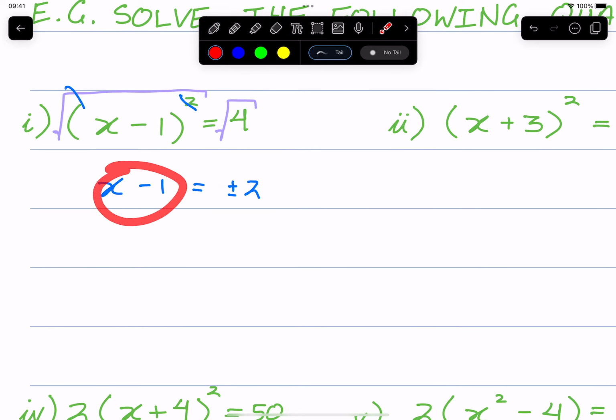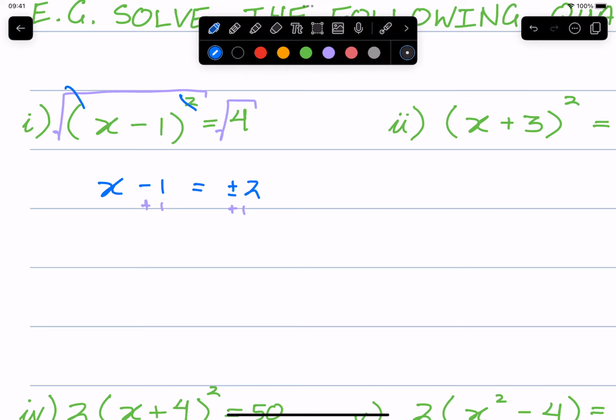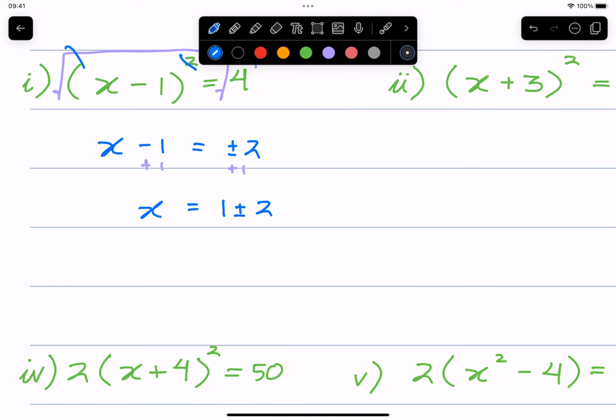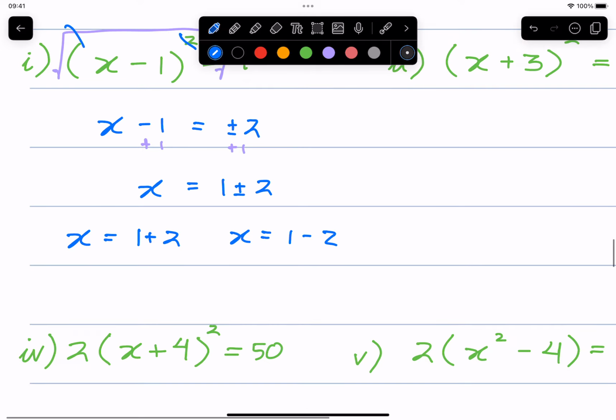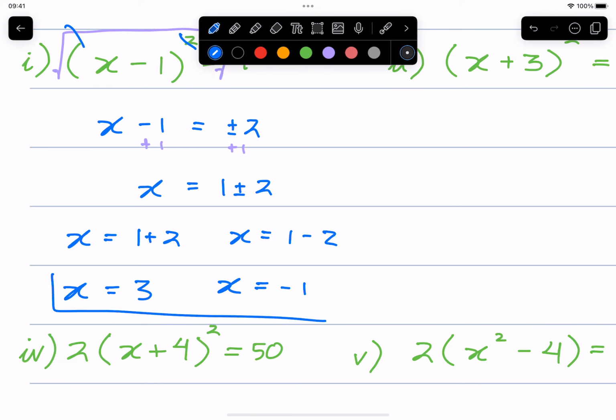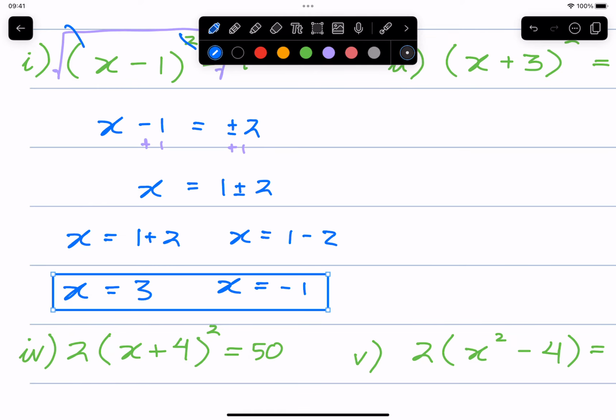But notice how we're still not done on the left hand side. For this, we need to add 1 to both sides. But take a look at the interesting way that this is written. This will give us x equals positive 1 plus minus 2. And then from here, we get two different solutions. x equals 1 plus 2 and x equals 1 minus 2. And because of this, we have two very different values. We have x equals 3 and x equals negative 1. And both of these are the solutions.